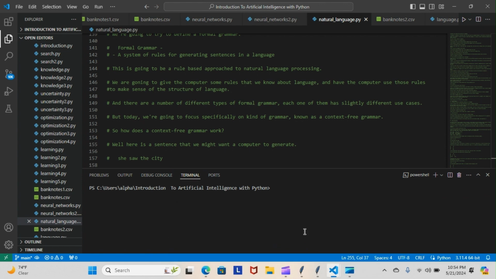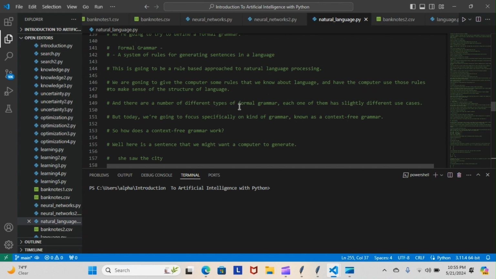Now, tonight was more note taking, so we're just gonna do some light reading again and pick up where we left off. So last night we left off at the formal grammar, and we're gonna pick up here. This is going to be a rule-based approach to natural language processing. We are going to give the computer some rules that we know about language and have the computer use those rules to make sense of the structure of language.